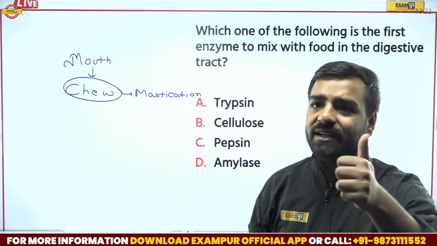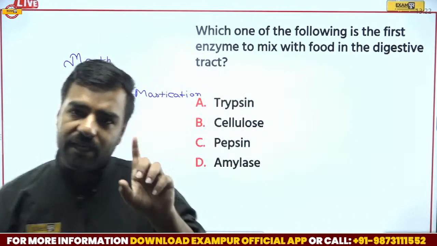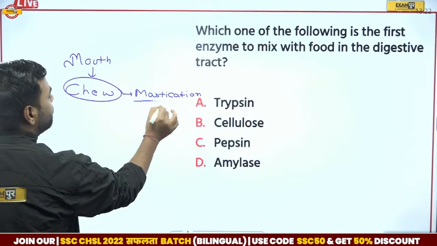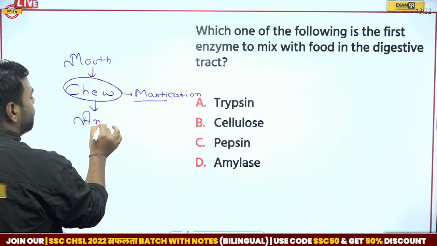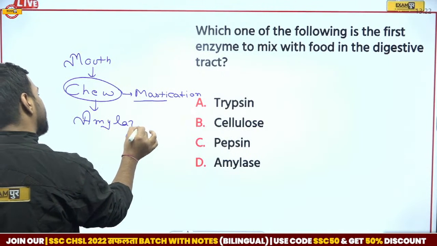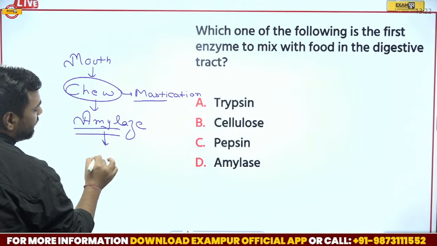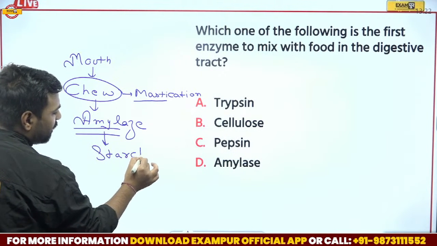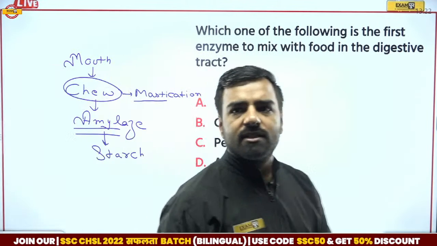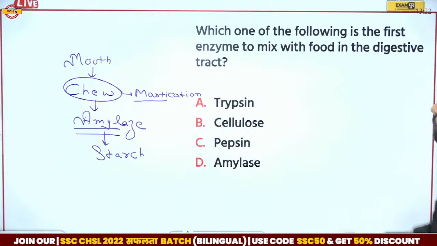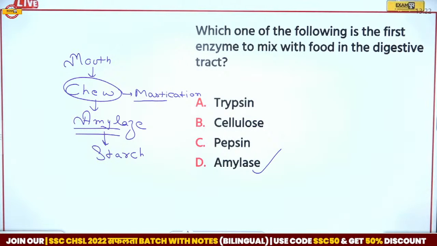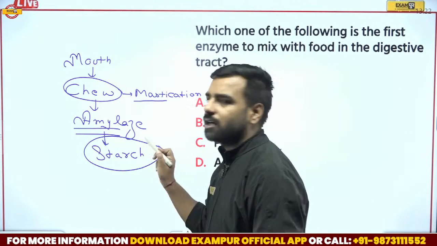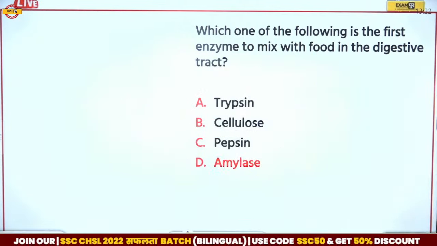Now, Kanak has told, sir, it would be D, amylase, and that's totally correct. Very good. So what I was saying, in the mastication process, within the mouth, we have some enzymes. For example, I can talk about amylase. And amylase is the one that is helping in the digestion of starch. Very good, Kanak. Proud of you. So yes, you are absolutely correct. When we are talking about the enzyme which mixes with the food in the digestive tract, here we'll talk about amylase. So amylase is the first enzyme to mix with the food in the digestive tract, which is helping in the digestion of starch. Very good.